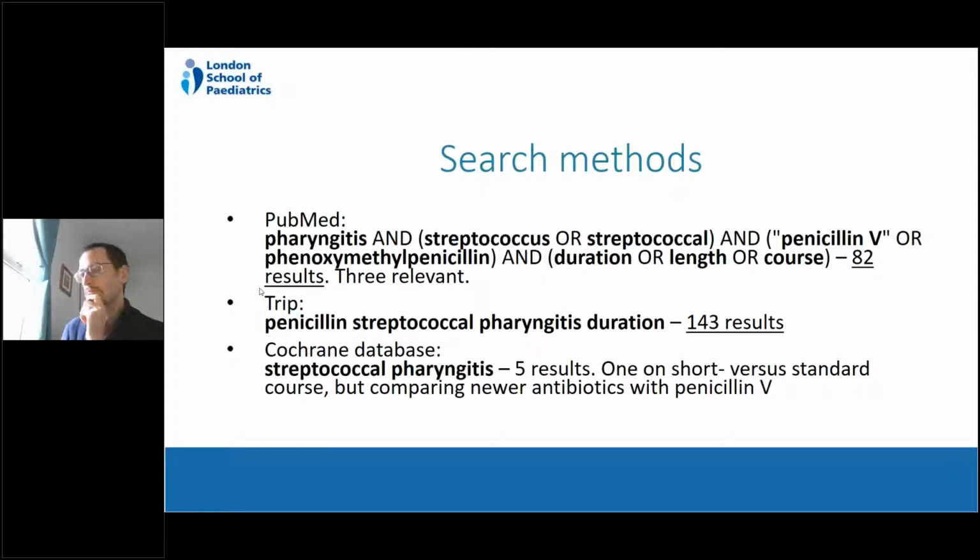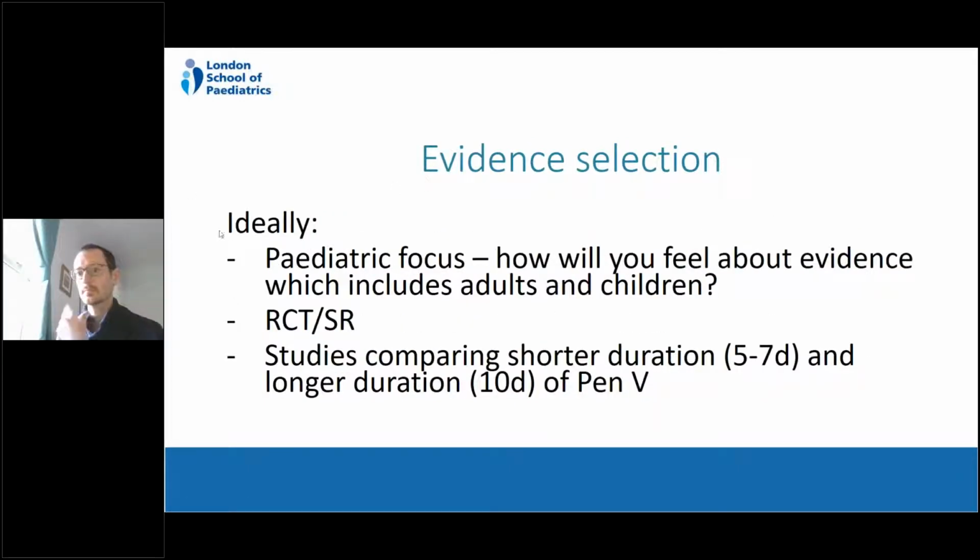With that in mind, we went back to the drawing board and tried to think about what we would classify as good evidence to help us answer this clinical question. We wanted evidence that ideally had a pediatric focus, but we were umming and ahhing about how we would feel if the evidence also included both adults and children. The second point was that we ideally wanted a randomized controlled trial, but we were also happy with a systematic review. And lastly, we needed our evidence to compare shorter duration of antibiotics versus longer duration, specifically when it comes to PenV.